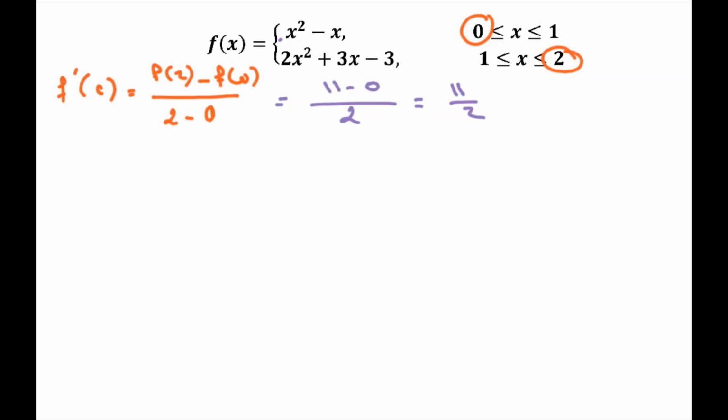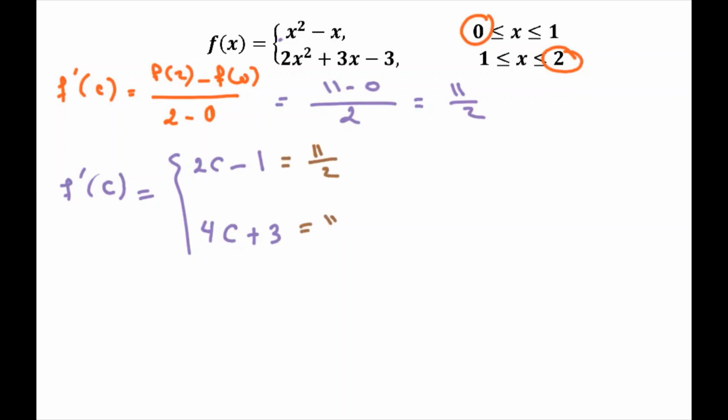Now we are going to differentiate f(x). So f prime of x will be equal to, and basically we are going to call it c instead. So it's f prime of c. Instead of x, I'm going to use c. So that will be 2c minus the derivative of x, which is 1. And here it will be 4c plus 3. And I'm going to make each one of them equal to 11 over 2.